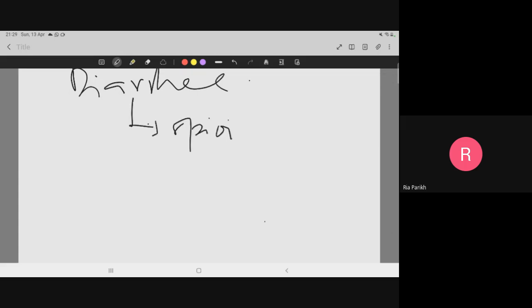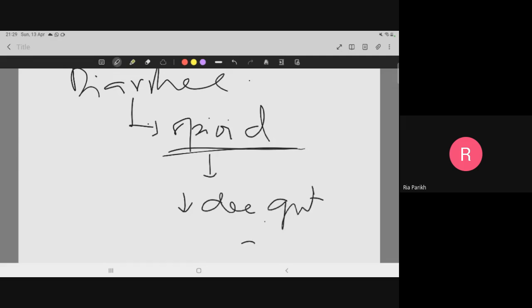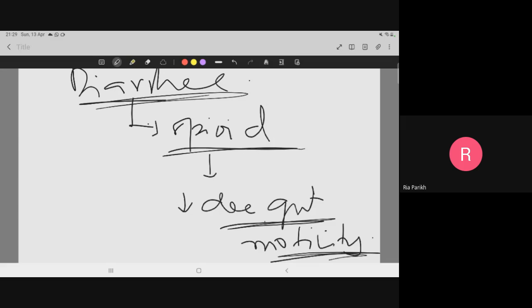Because you have to remember this, opioids normally lead to constipation. When they act on receptors, they lead to decreased gut motility. This you have to keep in mind, that opioids normally lead to decreased gut motility, and that's why we can use opioids for diarrhea.